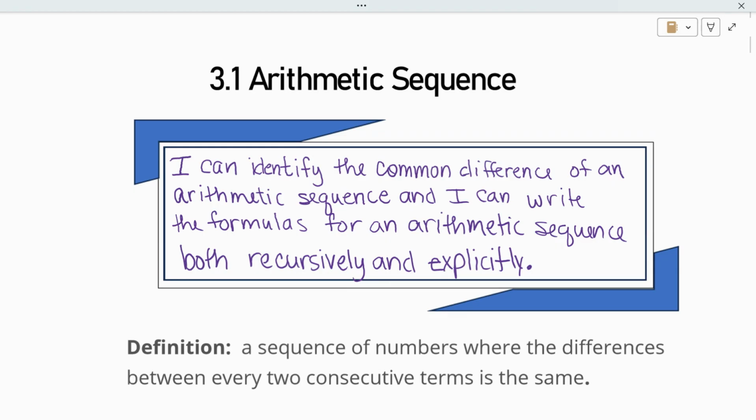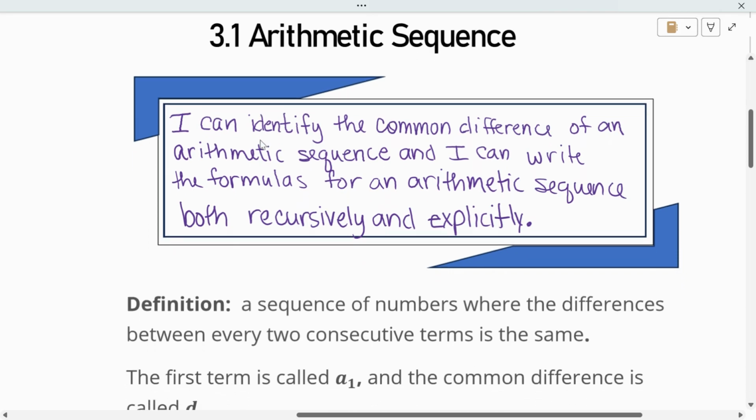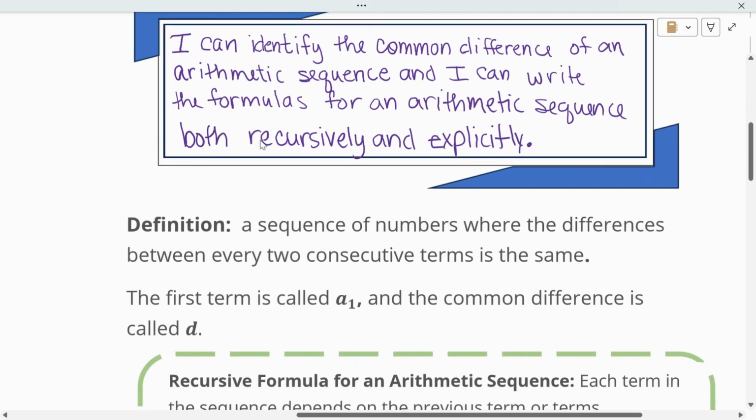Raise your hand if you need more time. Okay, I'm going to scroll up just a little bit because I know a couple of you are writing that last statement. So the definition, we're going to add one thing to this. So the definition is a sequence of numbers where the differences between every two consecutive terms is the same.